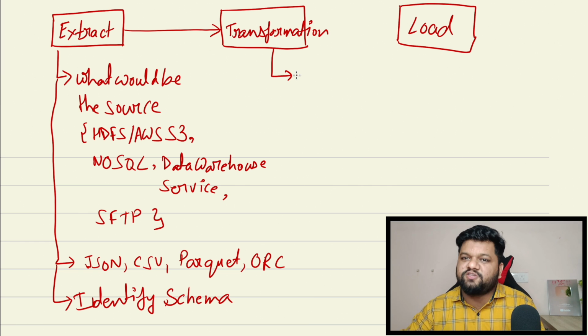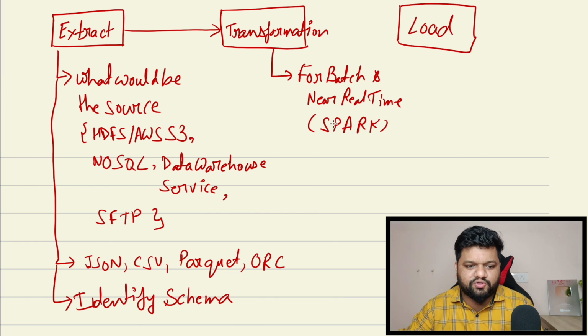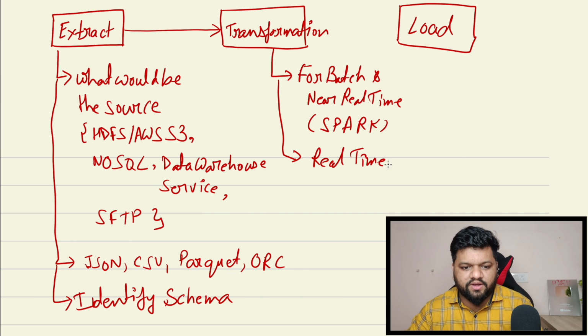For batch processing and for near real-time data processing, obviously Spark is something which is wonderful. For batch and near real-time data pipelines, we can definitely go ahead with Spark. And when it comes to real-time data processing, obviously we can use Apache Flink here. Real-time, then we can go ahead with Flink.